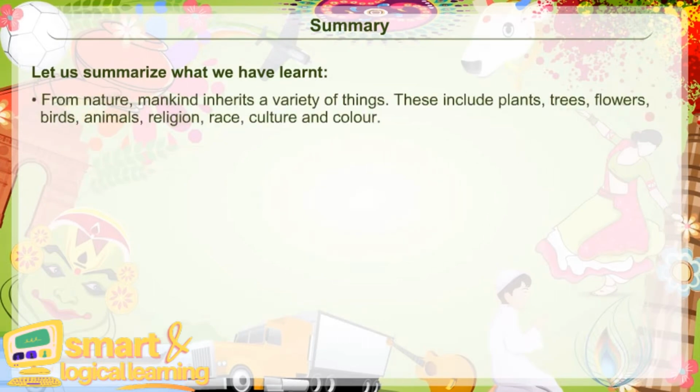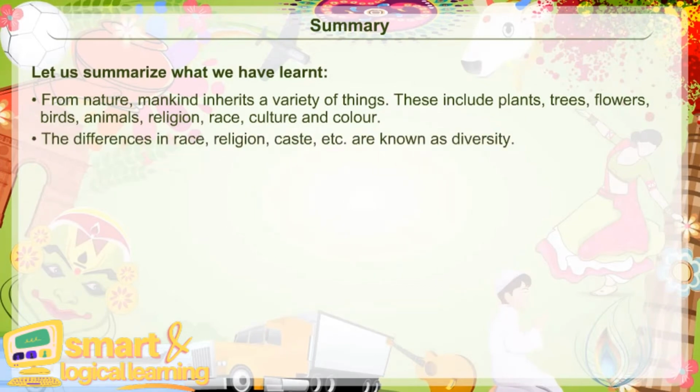Summary. Let us summarize what we have learned. From nature, mankind inherits a variety of things. These include plants, trees, flowers, birds, animals, religion, race, culture, and color. The differences in race, religion, caste, etc. are known as diversity.